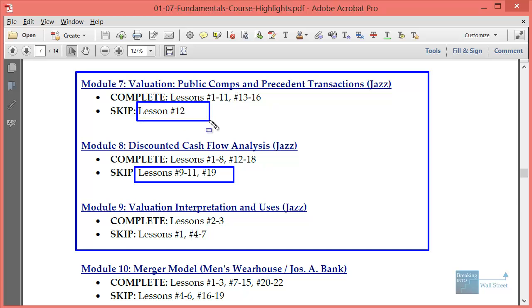The lesson on calendarization in the valuation module, it's good to know for on the job and on the job prep, but in interviews, no one's really going to ask you that type of question, so that's why we recommend skipping it. And then the last one, just complete the ones on the football field chart and how to create that, and then also the investment banking pitch book.